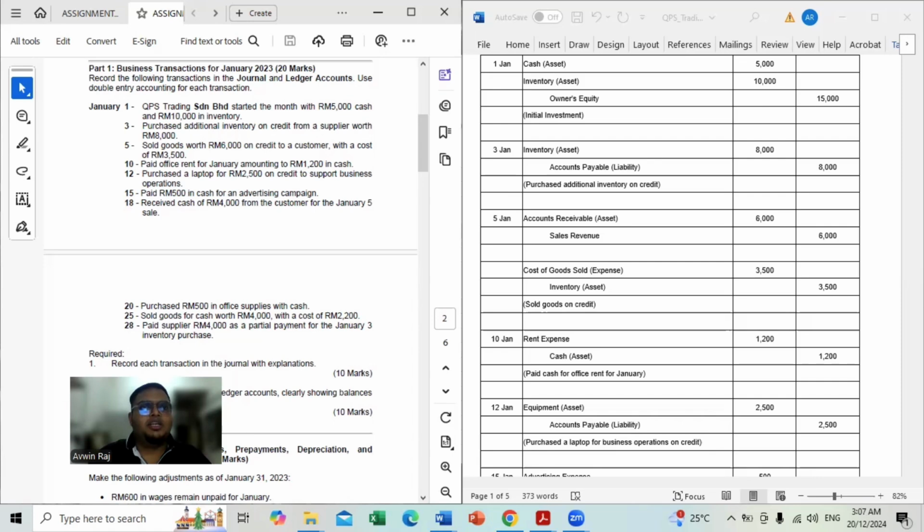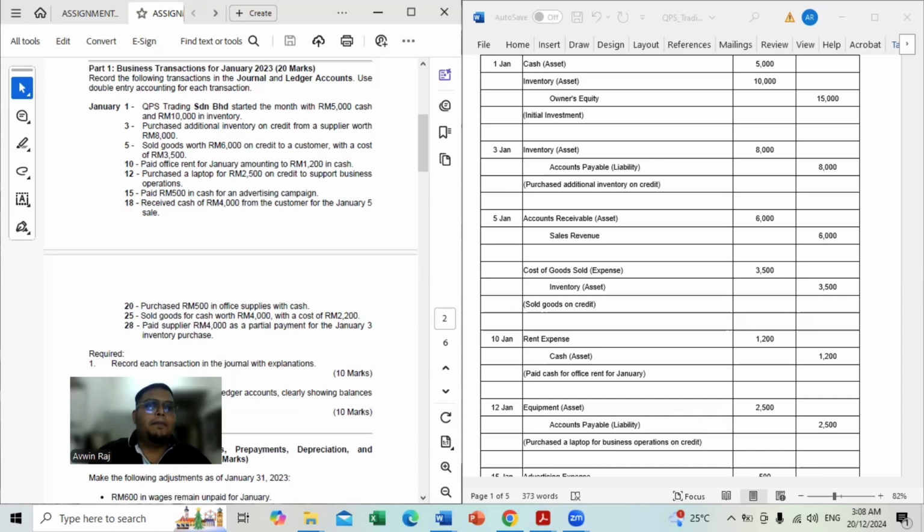For 5th January, sold goods worth 6,000 on credit to a customer with a cost of 3,500. In the journal, I debited 6,000 for accounts receivable and credited 6,000 for the sales revenue account. Moreover, this transaction has a second double entry, whereby I debited 3,500 for the cost of goods sold account and credited 3,500 for the inventory account.